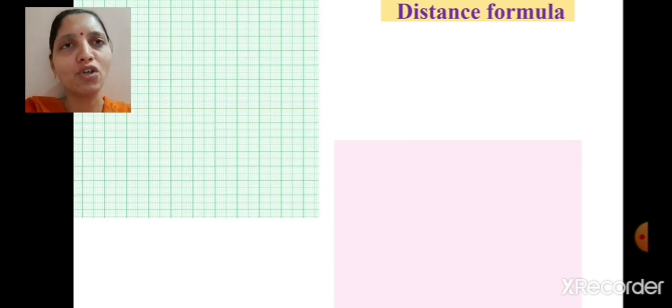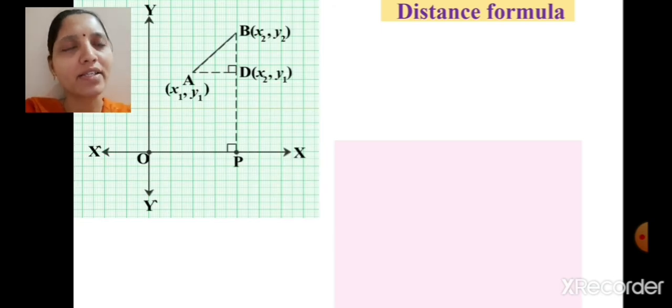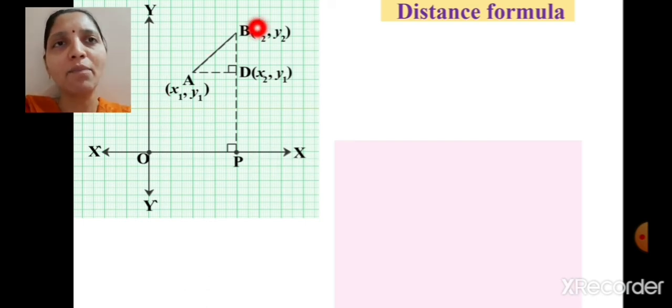So first we will draw the x-axis and y-axis and then we have to consider any 2 points in this plane. So here I have considered point A and point B. Point A has coordinates x1, y1 and point B has coordinates x2 and y2. Then we have to find the distance between point A and B. So that formula we have to find out. First we will join point A and point B. So here we will get segment AB.